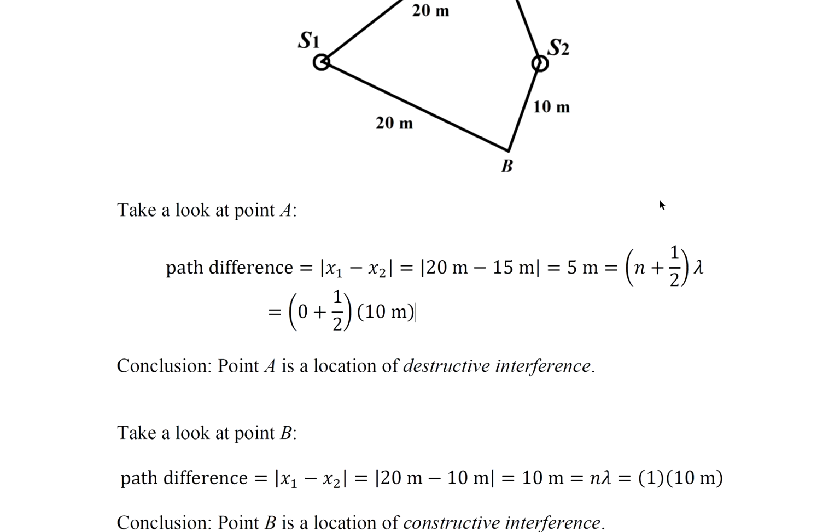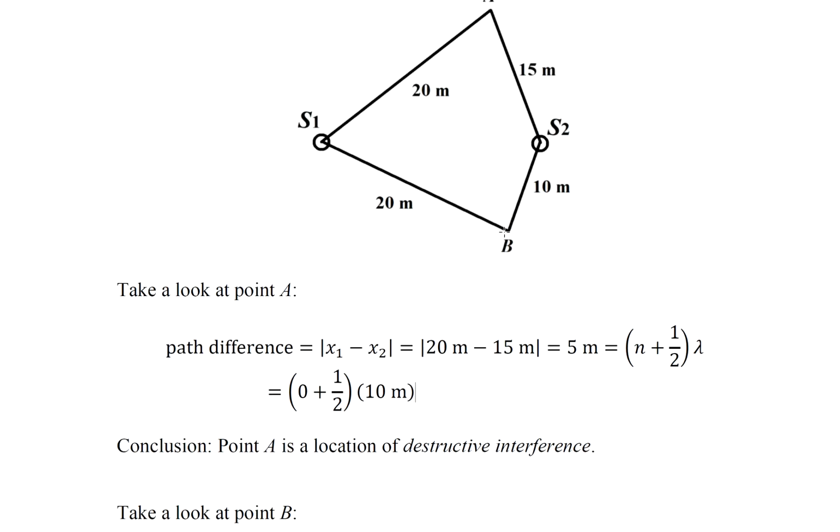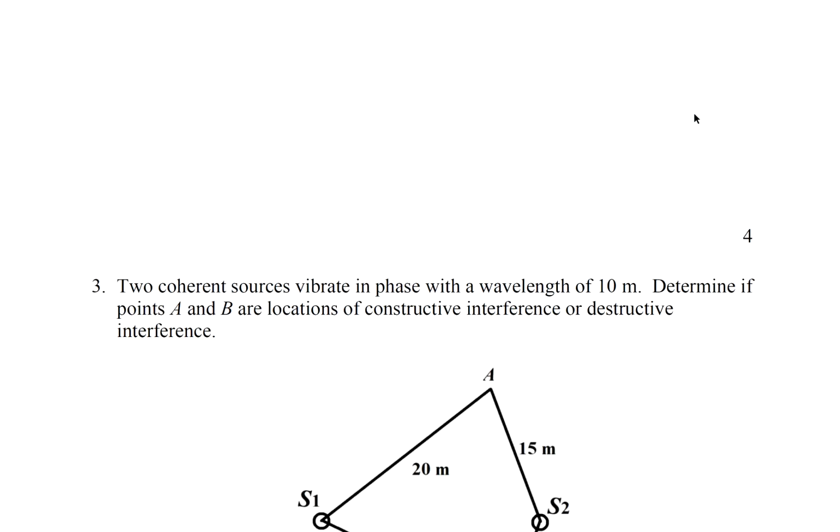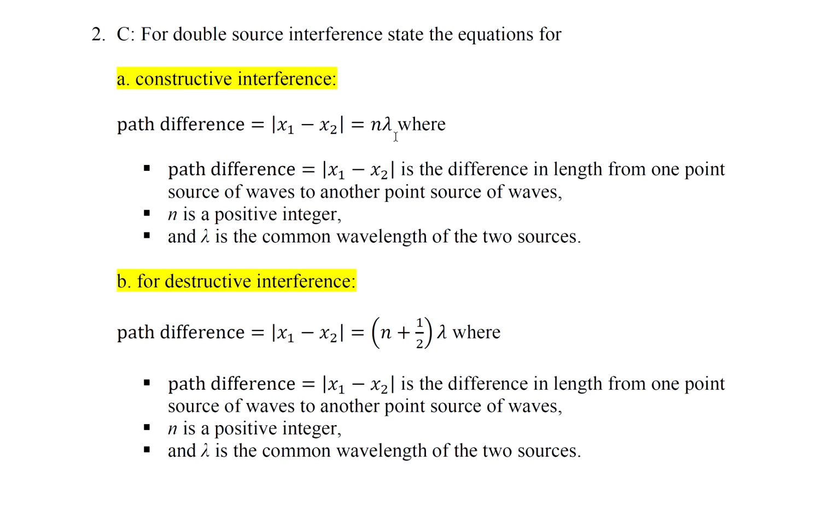Now take a look at point B. What's the path difference at point B? It's going to be 20 minus 10, which is 10. That's the left-hand side. Now what's the right-hand side? We have to take a guess. It's either n lambda or n plus 1/2 lambda. So if it's not one, it's the other.